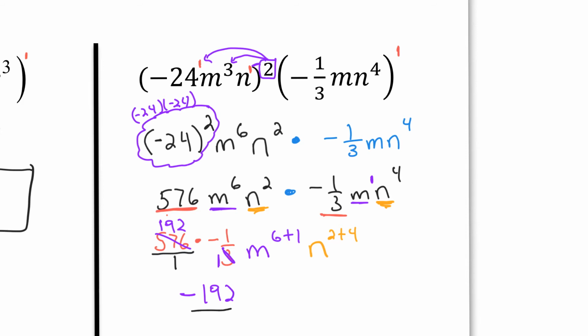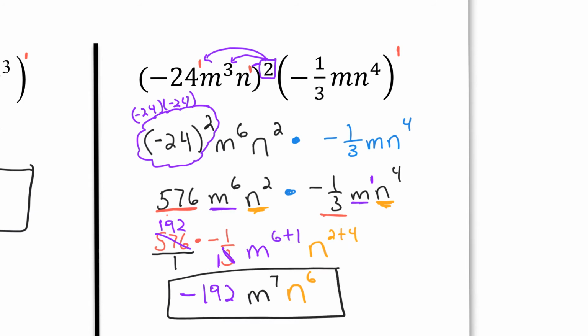Now you guys don't need that over 1. So guess what? I'm just going to erase it. So I don't need that 1 on the bottom of the fraction. And the next one is m, and we have 6 plus 1 is 7. And the next one is n, and 2 plus 4 is 6. So my answer is negative 192 m to the 7th n to the 6th power.